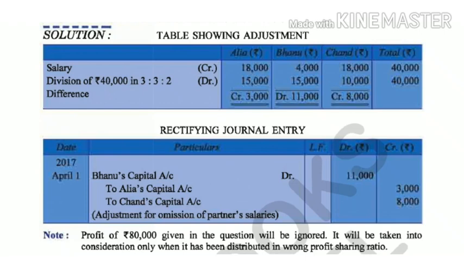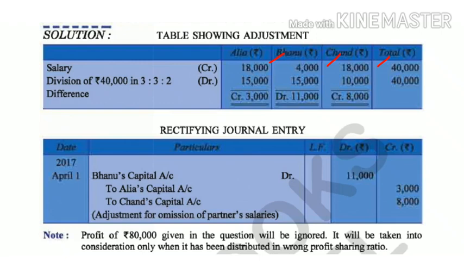So you can see that the salary is now credited. Whatever was not provided, you have to provide. So salary is actually posted on the credit side of the partners' capital account, and we are correcting the same. We are providing salary. Alia 1500 per month, so 1500 into 12, 18,000 is credited. Similarly, Chand is also the same, 1500 into 12, 18,000. Similarly, Bhanu was also to get 4000 per annum for the whole year, so his salary is also given. So total credited salary is 40,000.